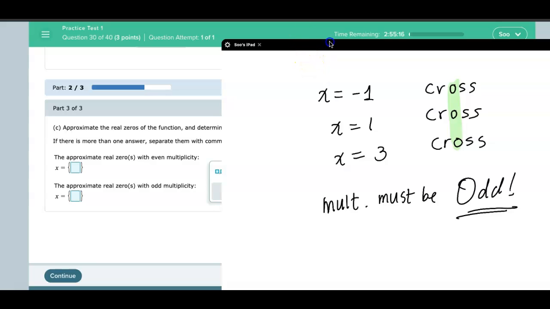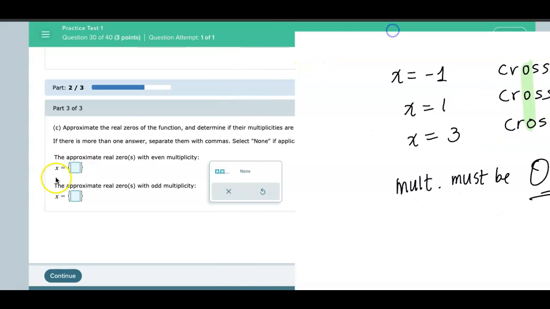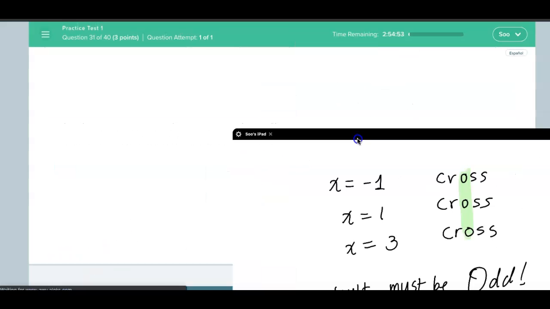They said approximate the real zero with even multiplicity. I'm sorry, but we didn't see any bouncing part, so I'll tell them none. But for odd multiplicity, we had the graph crossing to the other side of the x-axis at these 3 points, wasn't it? So I'll tell them that these 3 all have odd multiplicity. And that is it for this problem, I believe.